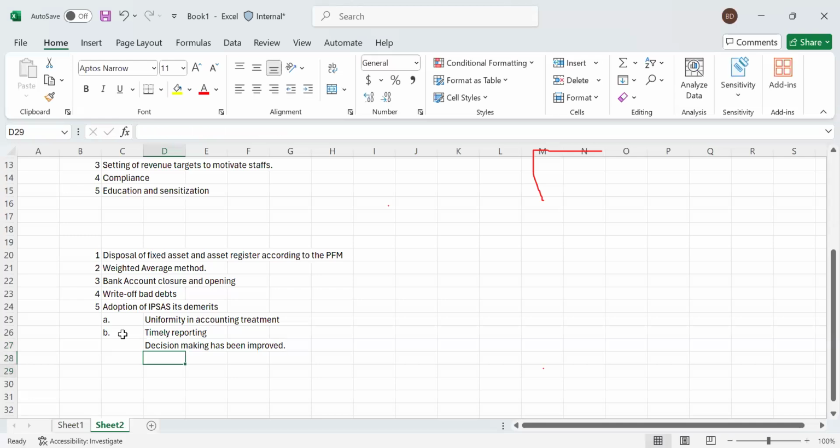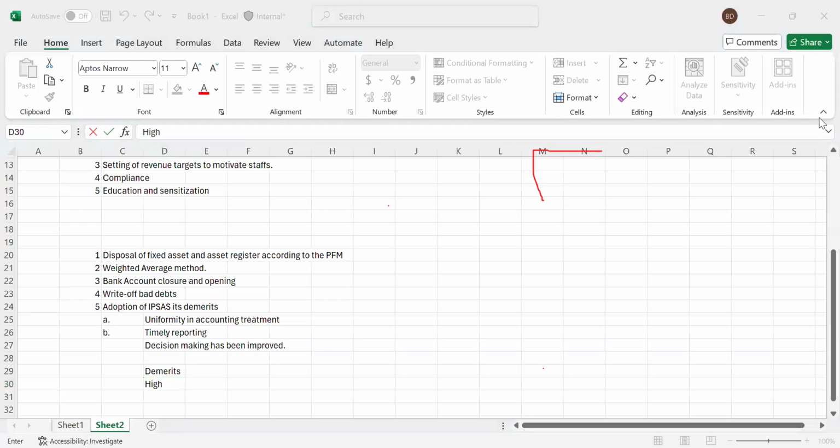Okay, three points is okay. What about the demerits? It's just 5 marks, so you don't have to waste your time on it. There is high cost of implementation. Great. High cost of implementation. Who is giving me all these points? What's your name, please? It's Ike. Ike, great. See me after the lesson.